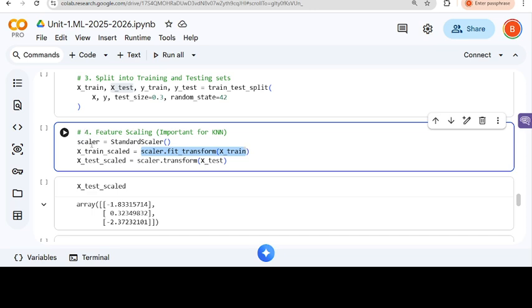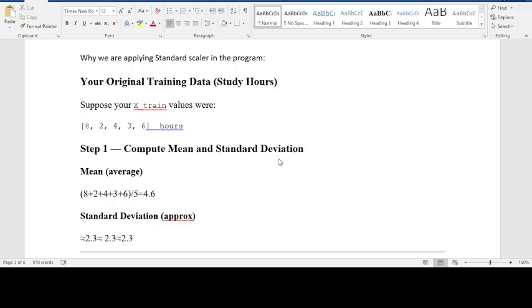Now I will take an example, to show how it is done and what is the use of that. Now you see here, for example, this is our main training data in the X_train. I am applying feature scaling, that is the StandardScaler function, only for X_train. The same you may apply for X_test also. These are the values in the X_train. First of all, what is X_train? It is the independent variable. In this I have some values 8, 2, 4, 3, 6.